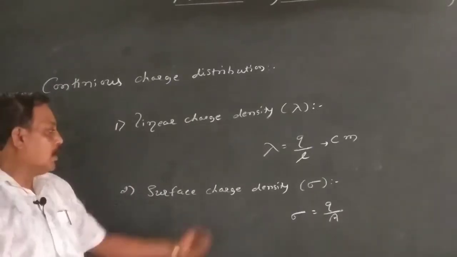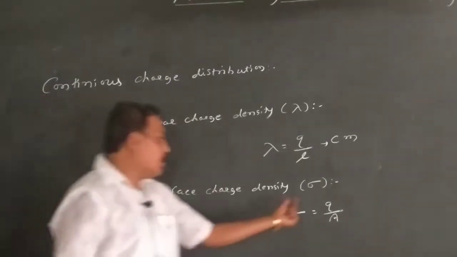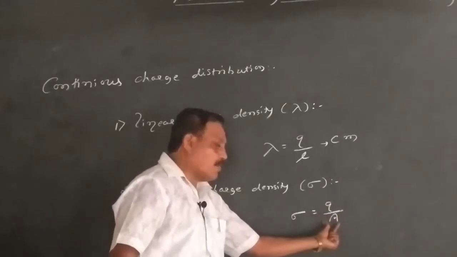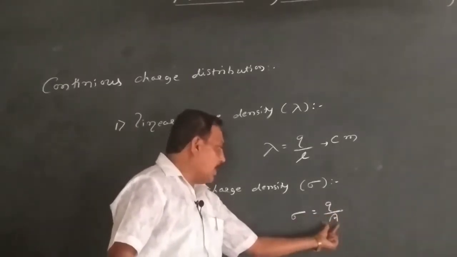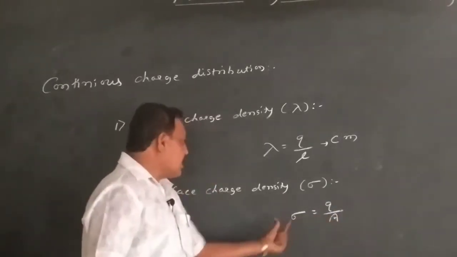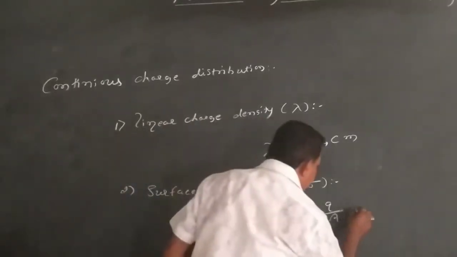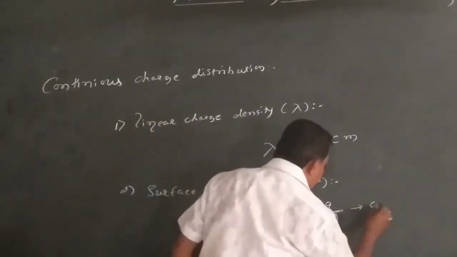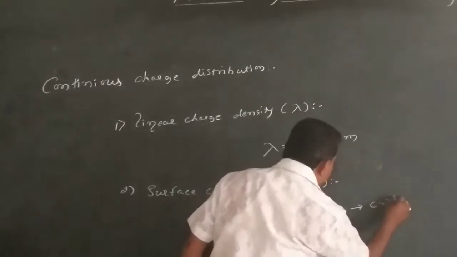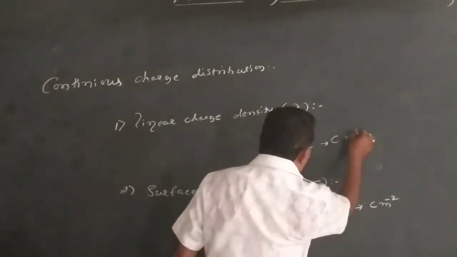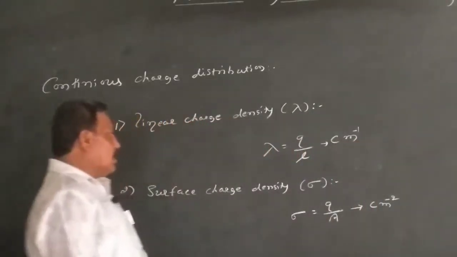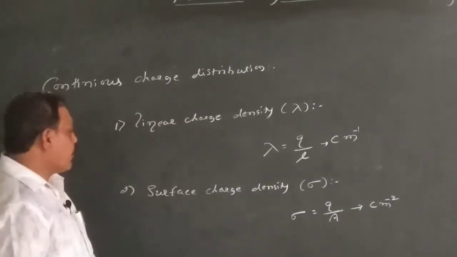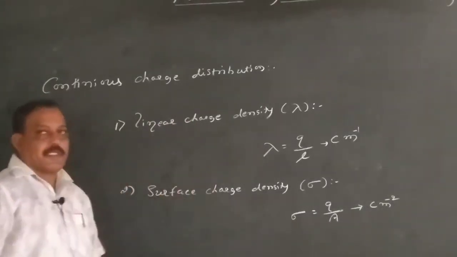Charge per unit area, that is nothing but charge distributed on the surface area of the conductor. Charge per area, surface area, that is nothing but surface density of the charge. Its SI unit is, charge is coulomb, area meter square, coulomb per meter square. Now this is coulomb per meter because L is divided. So this is nothing but surface density of the charge.